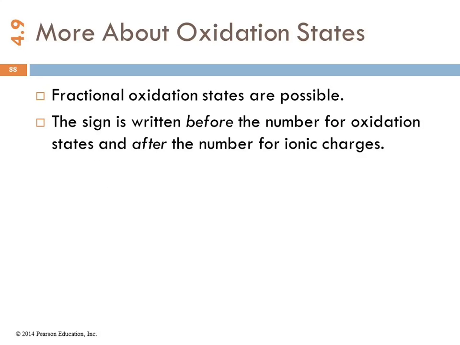You can have fractional oxidation states. Awesome, right? And when we write an oxidation state, we write the sign before the number. An ionic charge, we write the sign after the number. And we do that on purpose to try to make them look a little bit different.